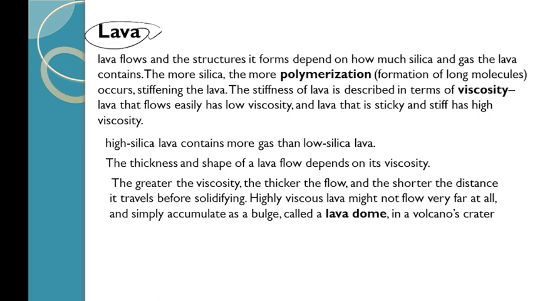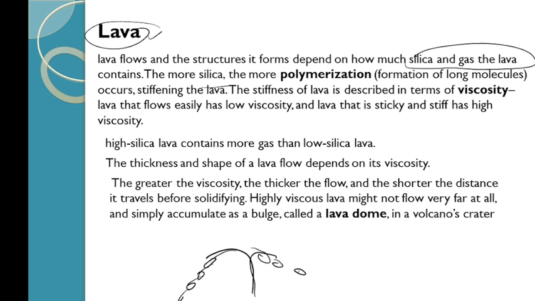Lava flow structure is formed in a dome shape. Everyone knows these are formed with silica. The lava contains mostly silica. Lava undergoes polymerization. What do you mean by polymerization? The formation of long molecules. Once lava has erupted, it forms long chains, and polymerization affects the steepening of the lava.